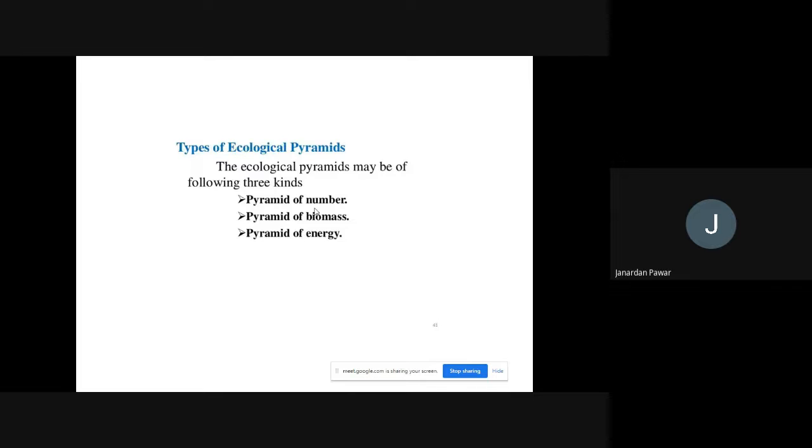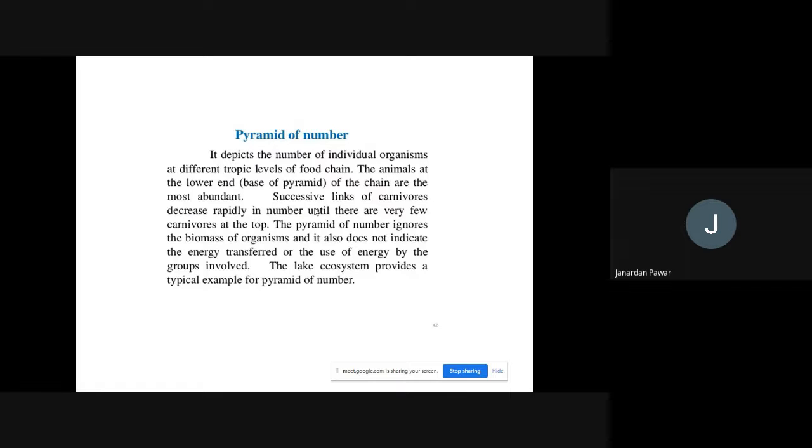So as far as types of ecological pyramids are concerned, there are 3 different types. What are they, that I'm going to tell you. The first one is pyramid of number. Second one is pyramid of biomass, and third one is pyramid of energy. So first one is number, second one is biomass, third one is energy. And from that you can understand the different types of ecological pyramids. In the next lecture, we are going to talk about pyramid of number and the other types of ecological pyramids in a detailed manner.